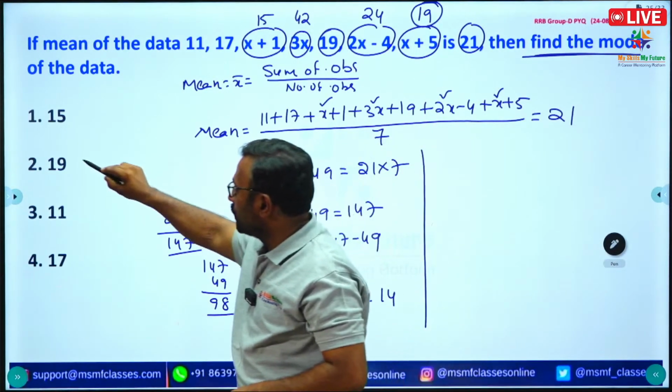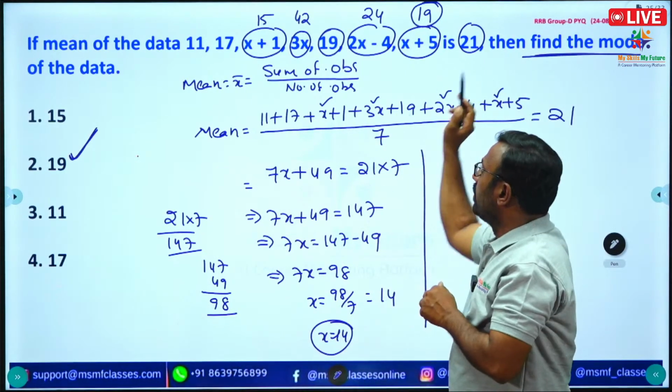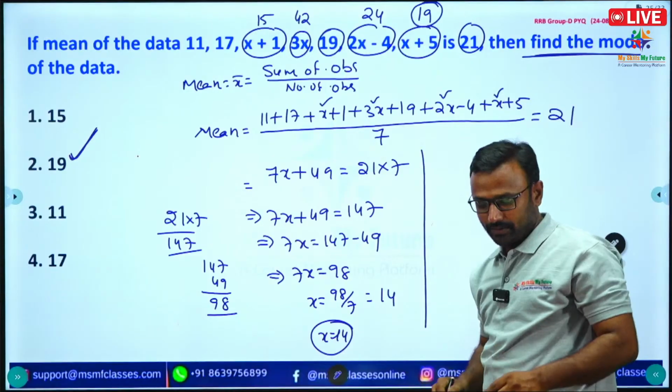Okay, option 2 is correct. So 19 is the modal value for this data. Okay, right. Thank you.